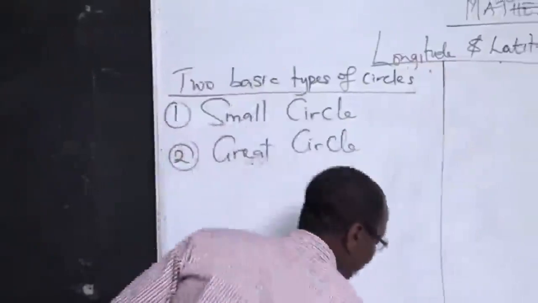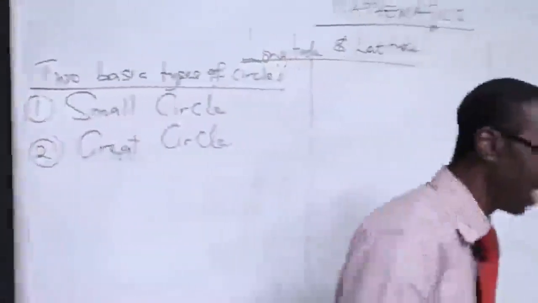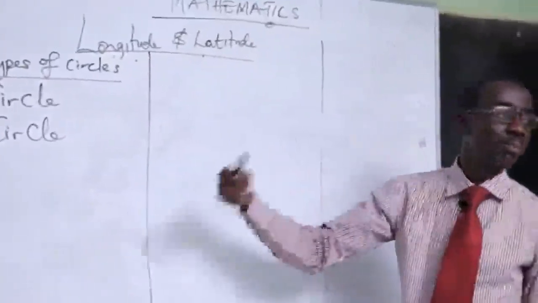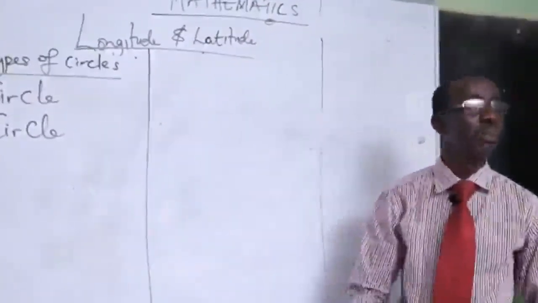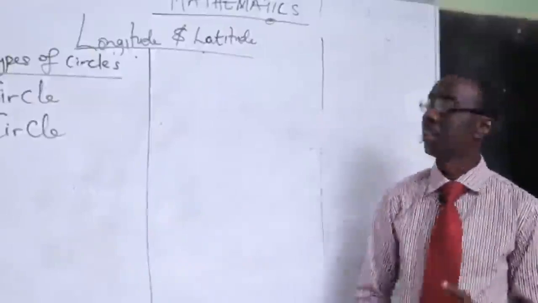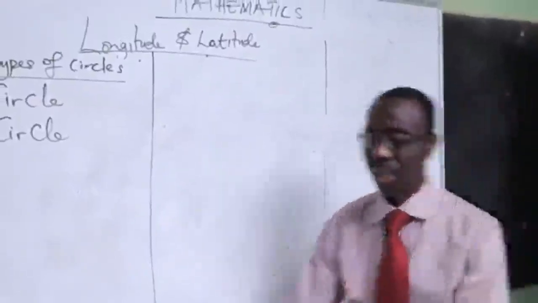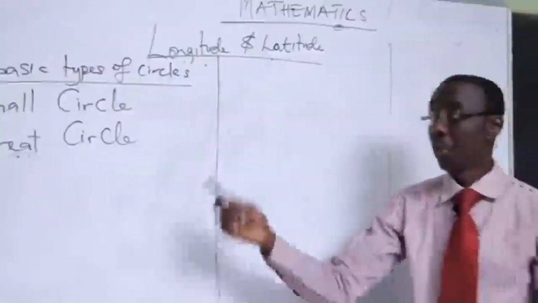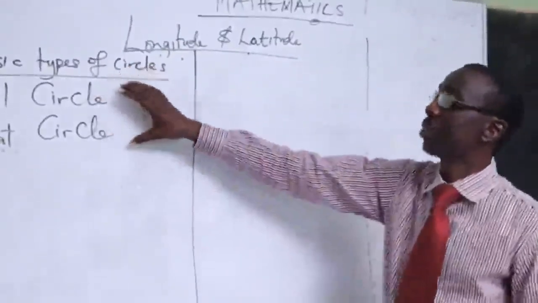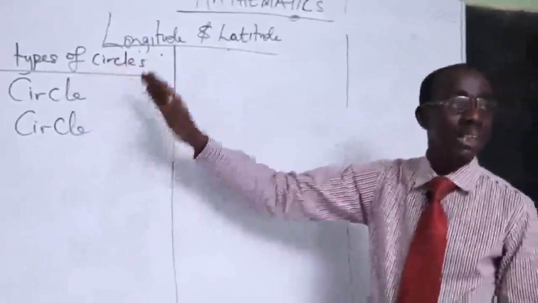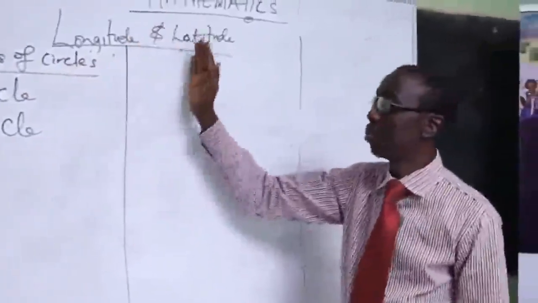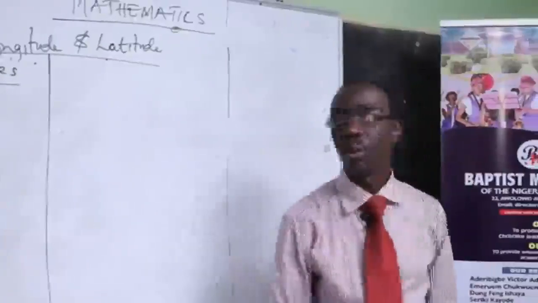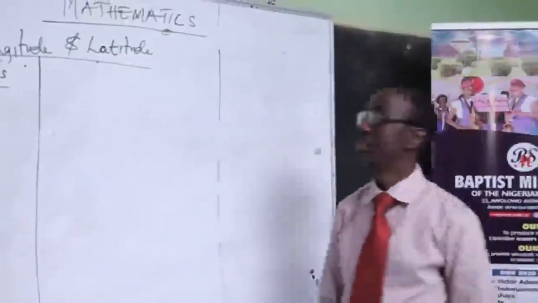By definition, I've been able to give a summary definition that will make my students identify a small circle as the question is presented, or identify a great circle as the question is also given to us. Because without the strength of identifying the two types of circles under this topic, a student will still be struggling to solve problems on longitude and latitude.